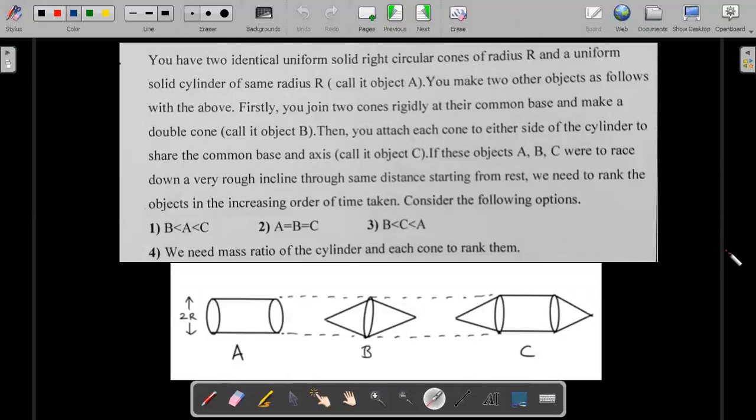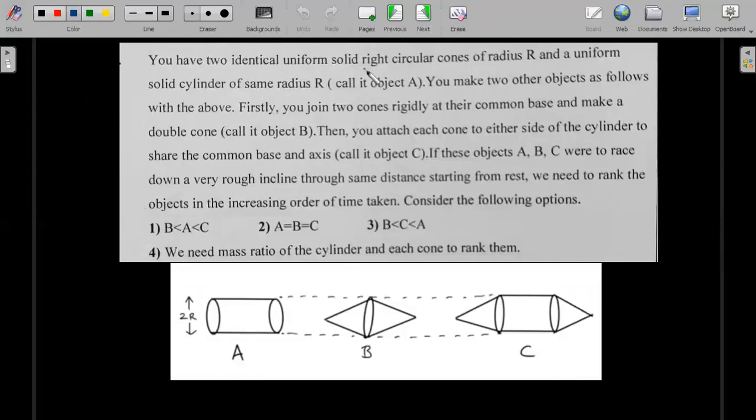So the formal wording first: you have two identical uniform solid right circular cones of radius R, and a uniform solid cylinder. This one is A. So he's calling object A a cylinder. You make two other objects as follows. Firstly, you join the two cones rigidly at their common base. So he's talking about B, and make a double cone. That's why the name double cone. Then you attach each cone to either side of the cylinder to share a common base and axis, and call that object C. So that's what I called the hybrid double cone.